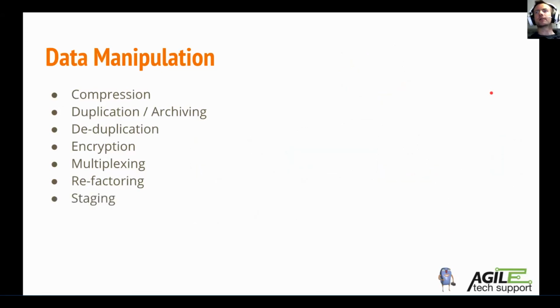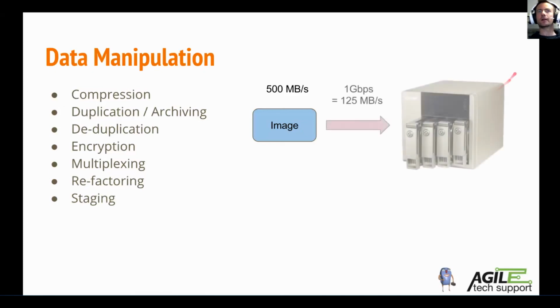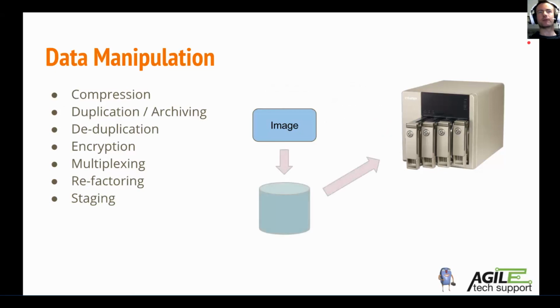Staging is only necessary if the repository storage writes data at a slower rate than the backup engine can create and transmit an image. For example, if our image is being read from a solid-state disk, which has a read speed of 500 megabytes per second, but our local network is rated at 1 gigabit per second, or around 125 megabytes per second, then we're going to be reading the image faster than we can write it to the network. And this is where a staging area on the local host is used to buffer the image.